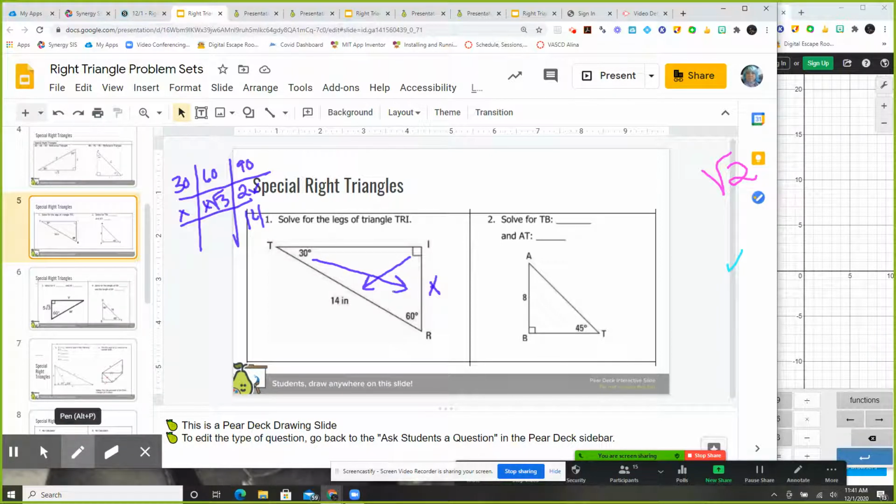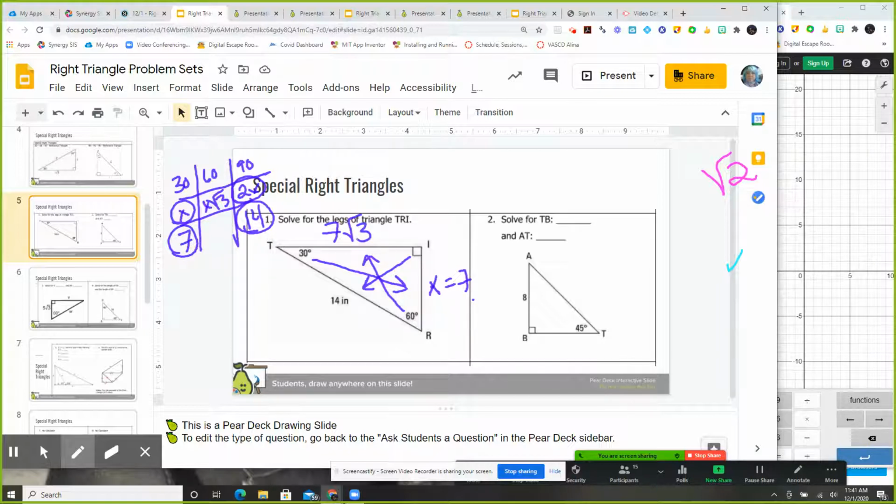If the hypotenuse is twice as long as the shortest side and the hypotenuse is 14, what's the shortest side? As a number. 7, absolutely. So I've got X and 2x and 14 and 7. So this is going to equal 7. And then opposite that 60-degree angle is x on the square root of 3. So 7 on the square root of 3.